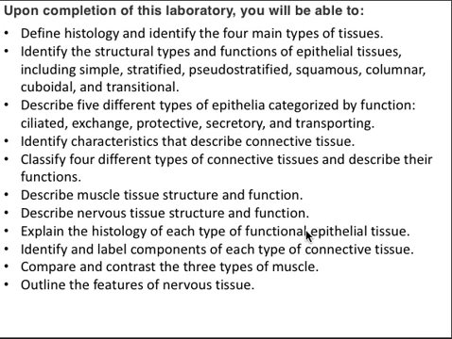Describe muscle tissue structure and function. Describe nervous tissue structure and function. Explain the histology of each type of functional epithelial tissue. ID and label components of each type of connective tissue. Compare and contrast 3 types of muscle, and outline features of nervous tissue.